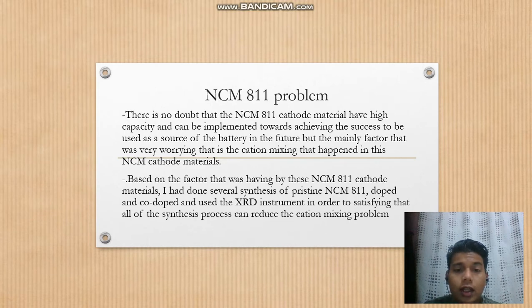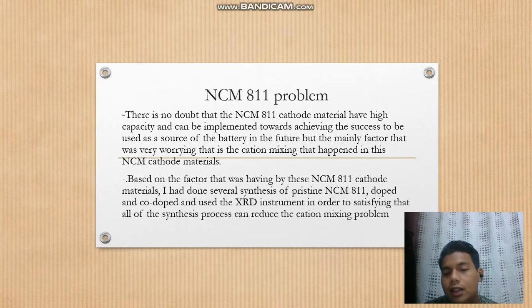There is no doubt that the NCM cathode material has high capacity and can be implemented towards achieving success as a source of energy in the future, but the main factor that is very worrying is the cation mixing that happens in this NCM cathode material.